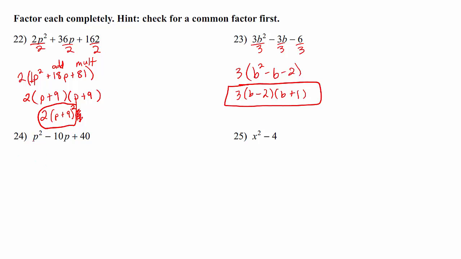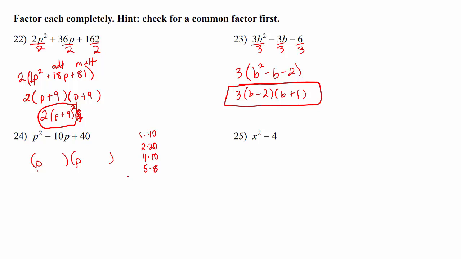Let's see, I don't have anything I need to divide by on 24, so we just go straight to our parentheses and say what multiplies to get 40 that adds to get negative 10. So I keep thinking 4 and 6, but that's not what multiplies to get 40. So let me make a list. 1 times 40, 2 times 20, 3 doesn't go in, 4 times 10, 5 times 8.